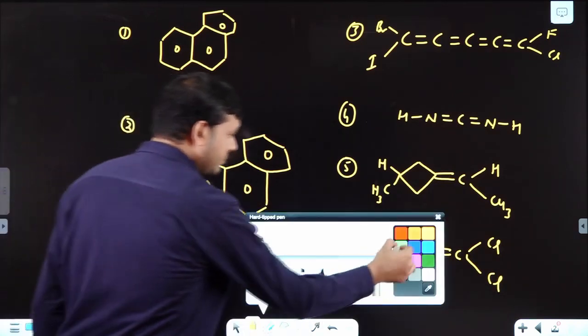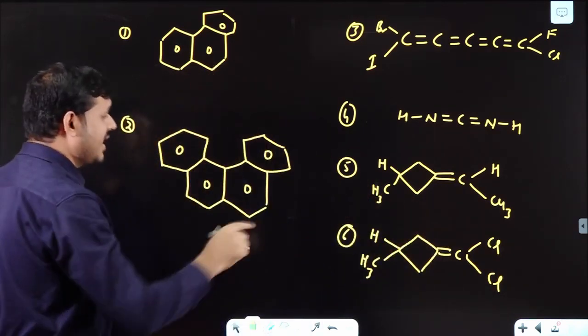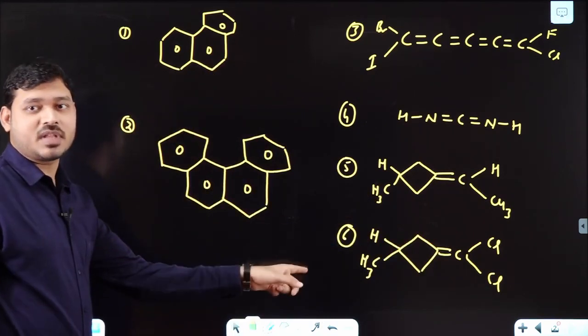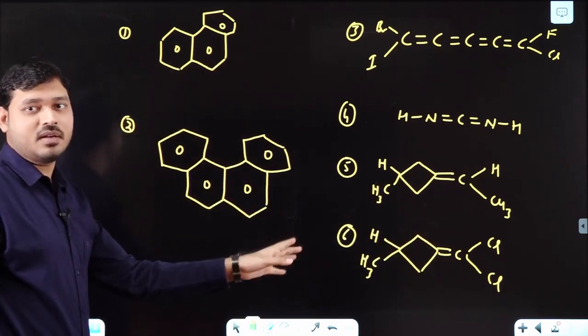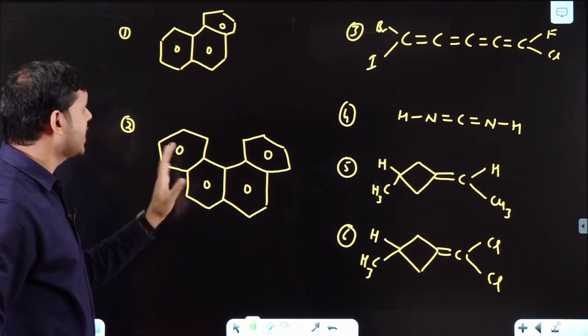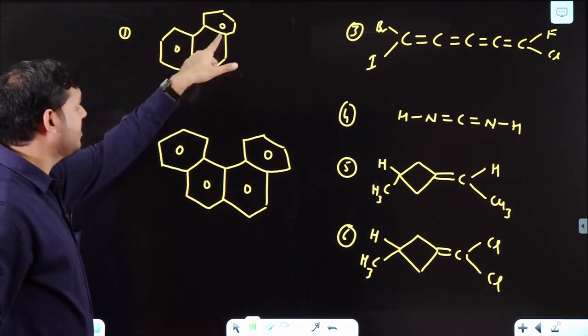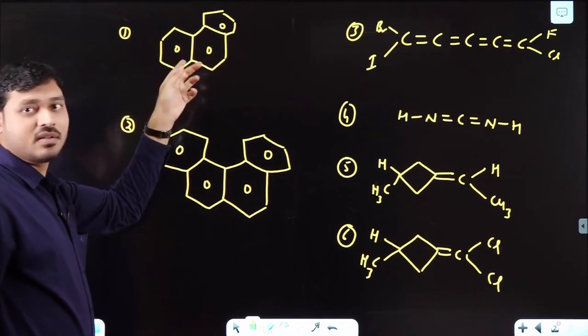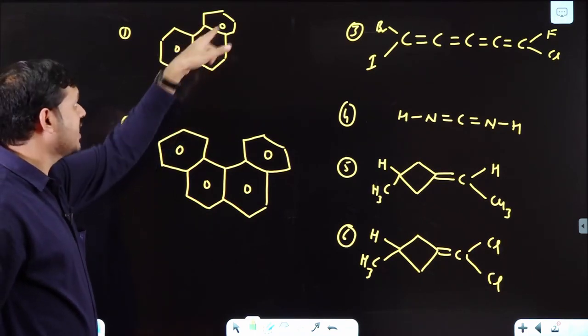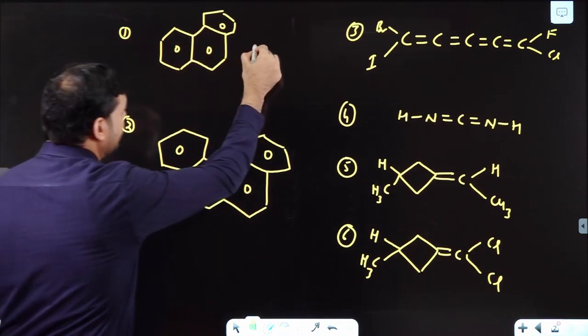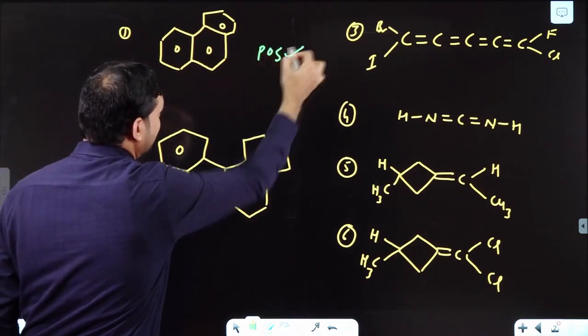So first case, see, earlier I told you about naphthalene and anthracene. Now this is your phenanthrene. You remember phenanthrene. If the benzene comes this side, then it is anthracene, but if it comes this side, phenanthrene. So it is having a planar structure, so POS present, planar.